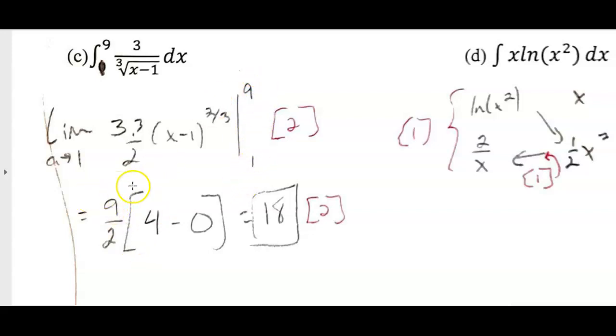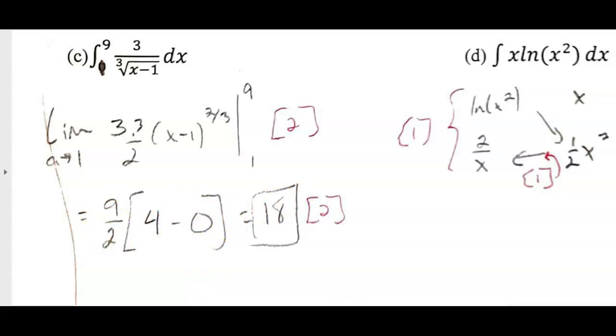So what do I have here? I have 9 halves. You may say, where'd the 4 come from? Well, that comes from plugging in 9 to x right here. That gives me 8 to the 2/3 power. When I do 8 to the 2/3 power, I cube root 8, which gives me 2, and then the 2 up here says to square it. So that's how I get that 4. You should be okay with that. That's something we do a lot. And then when I plug in 1, I get 0. So I just get 4 minus 0 times 9 halves, which does come out to be 18.